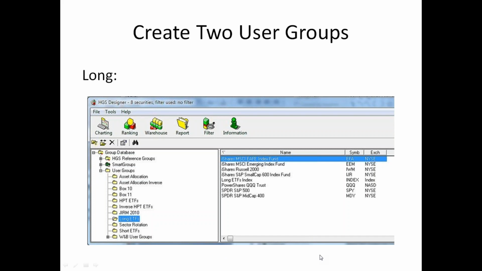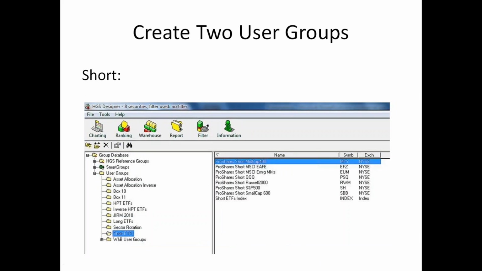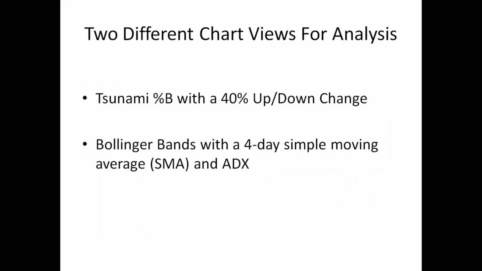And you do the exact same thing for the short side. You click File, Add Group, you name it Short ETFs or Short ETF Index, whatever you want. You can see it here, Short ETFs. And here are the short ETFs that make up our short user group. So what we've done is created two mirror image user groups, one for the long side for bull trends and one for the short side for bear trends.